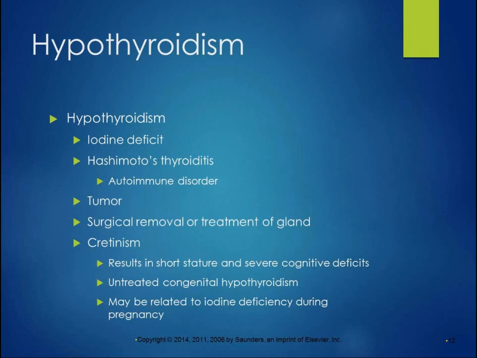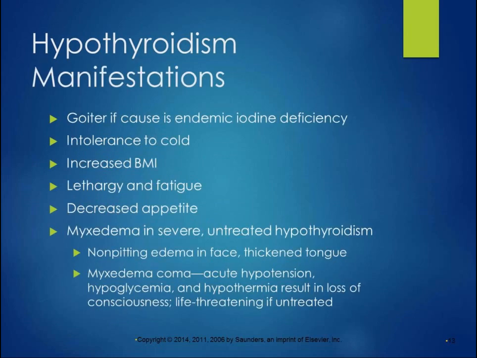Hypothyroidism can be an iodine deficit. It can be Hashimoto's thyroiditis, which is an autoimmune disorder. It could be caused by a tumor or surgical removal or treatment of the gland. Cretinism is an extreme form of hypothyroidism that results in short stature and severe cognitive deficits. It's an untreated congenital hypothyroidism, and it might be related to iodine deficiency during pregnancy.